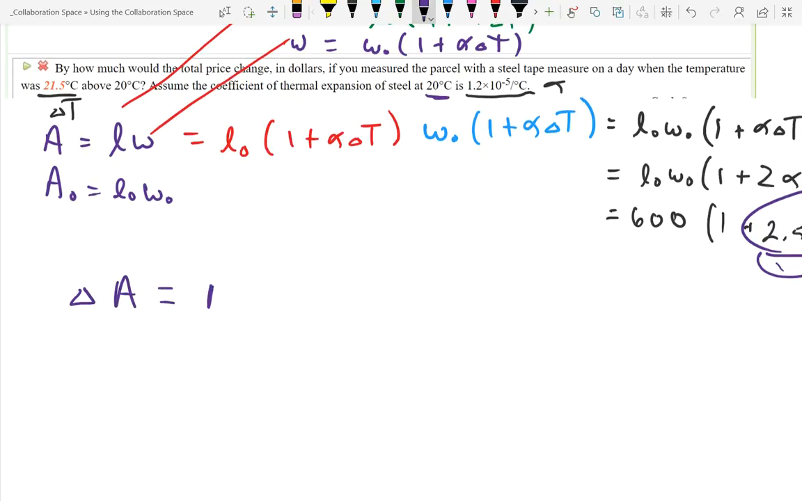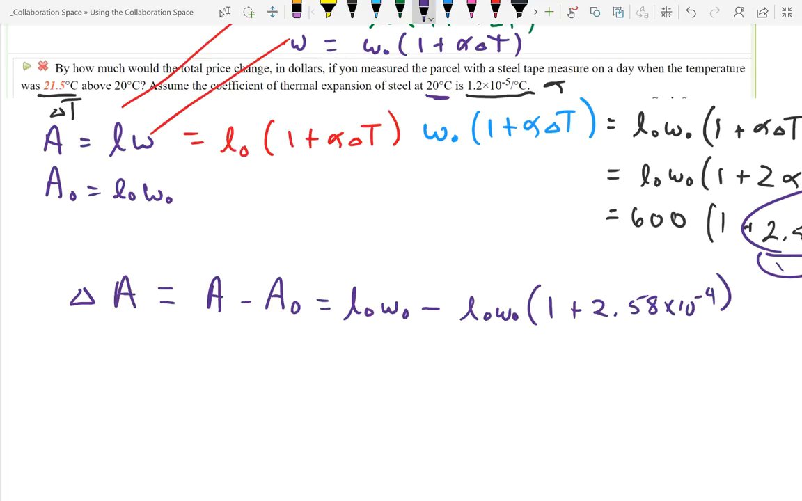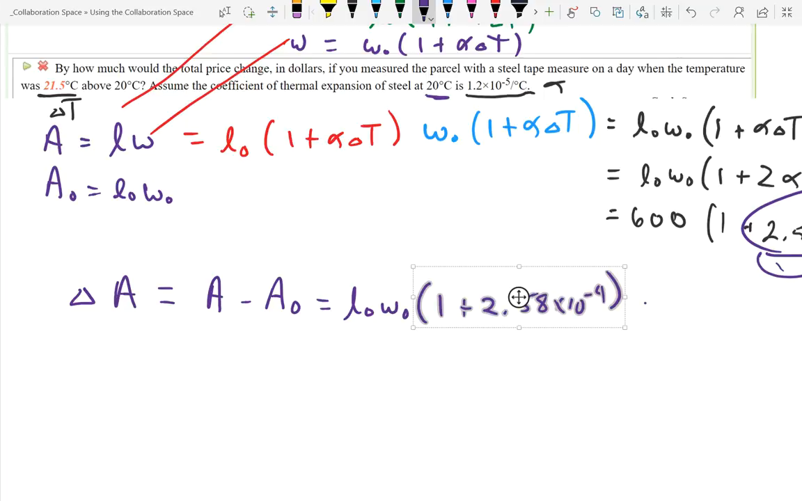Delta area should be equal to area minus area initial. So there I dropped off the last term. Notice L naught W naught minus L naught W naught times... I put it in the wrong order. How many people noticed I put it in the wrong order? Should have been all of you. Should have all been clamoring to say, dude, you made a mistake. There we go.